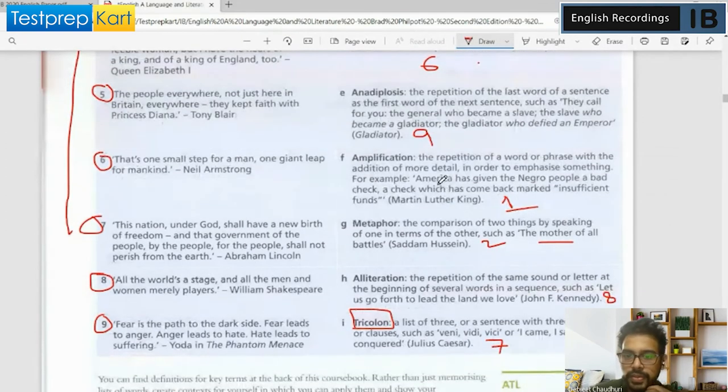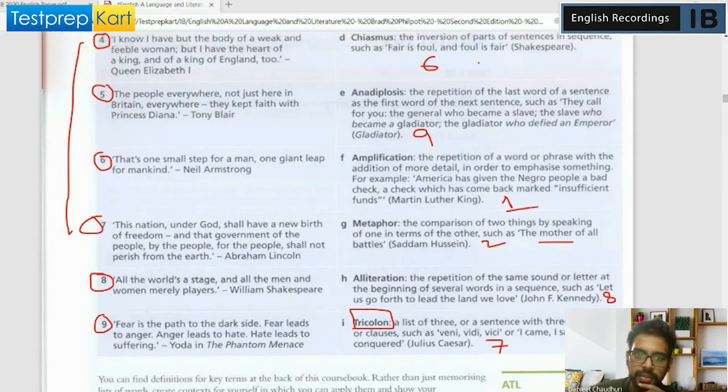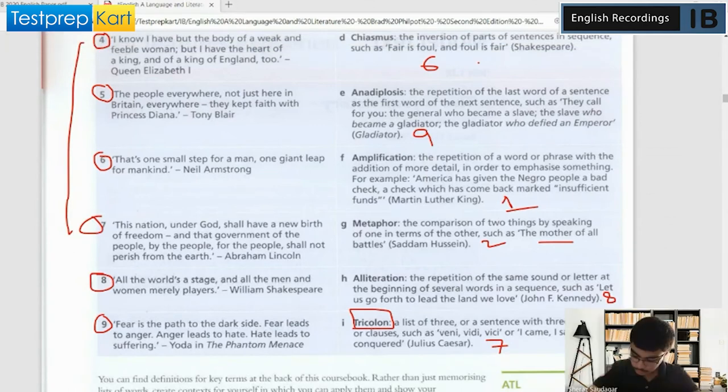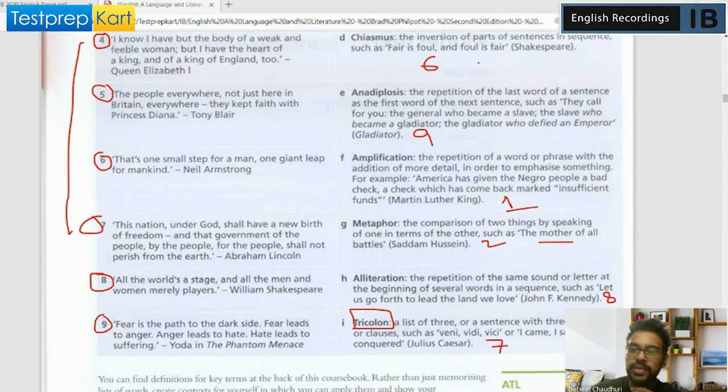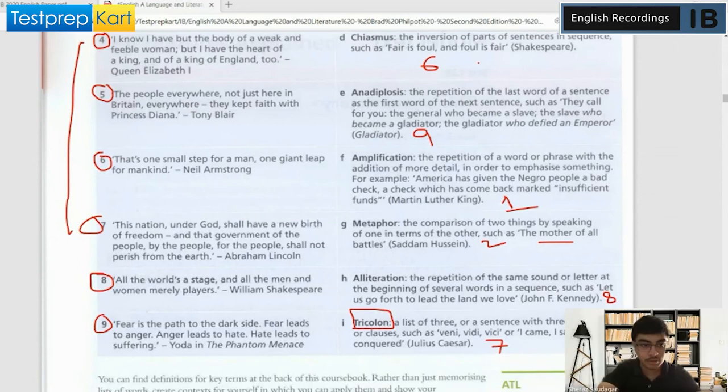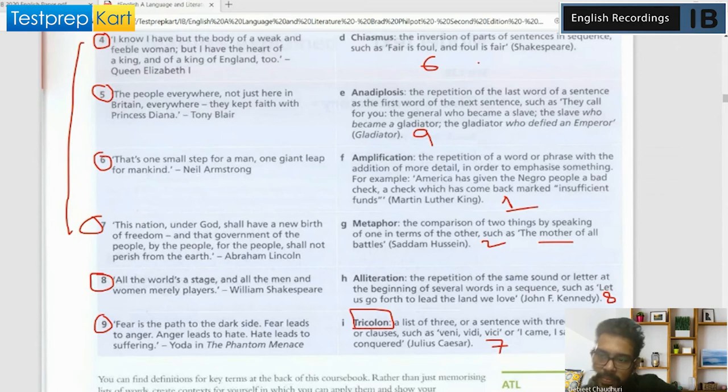Metaphor. What is a metaphor? The comparison of two things by speaking of one in terms of the other. It's the mother of all battles. Okay, tell me a metaphor. Metaphors are something you should be familiar with. A metaphor could be something like, you've heard the phrase "cry me a river." You're crying so much, it's like there's a river flowing down. So you're comparing a flow of a river to the tears flowing.